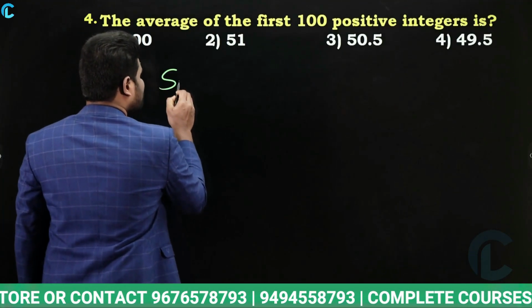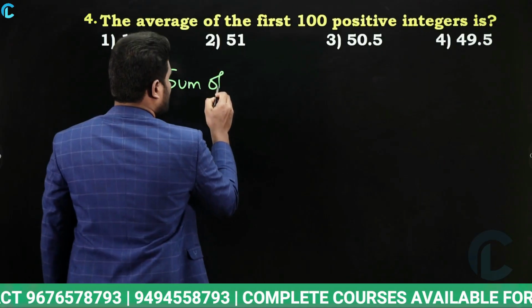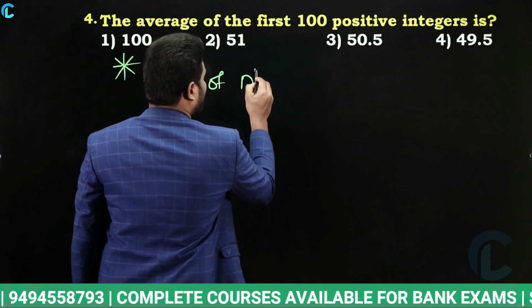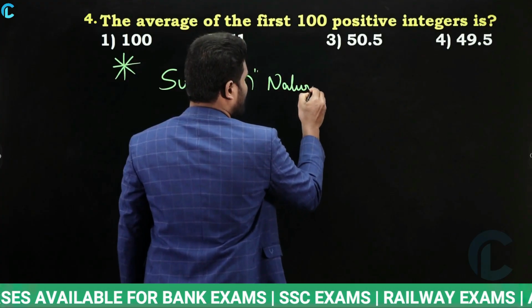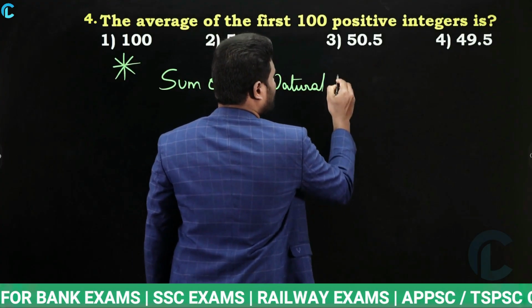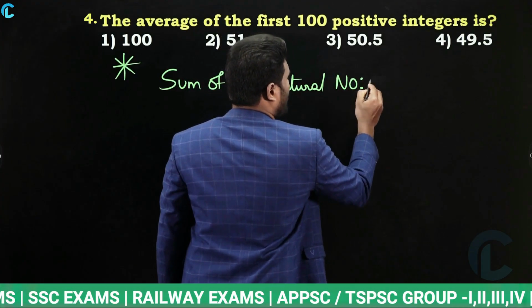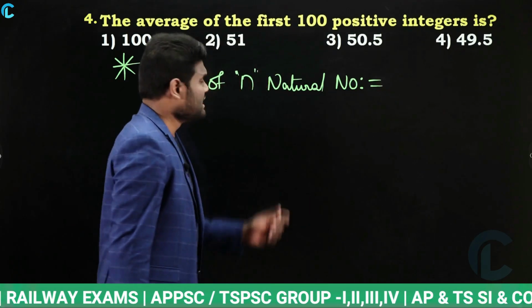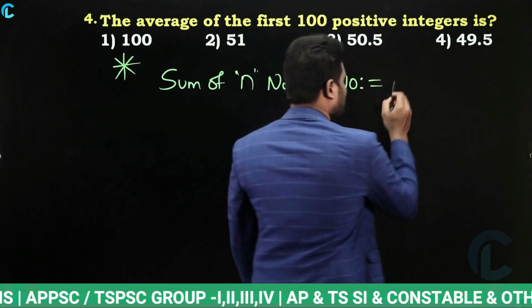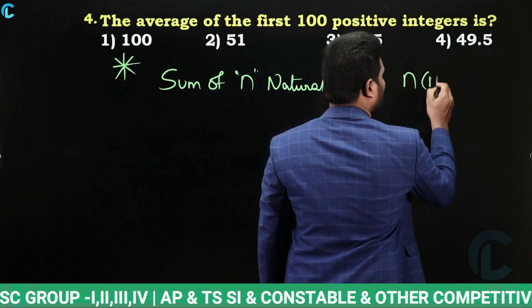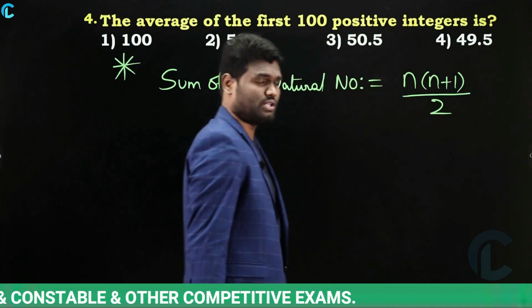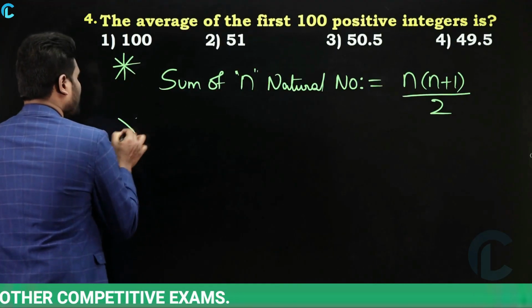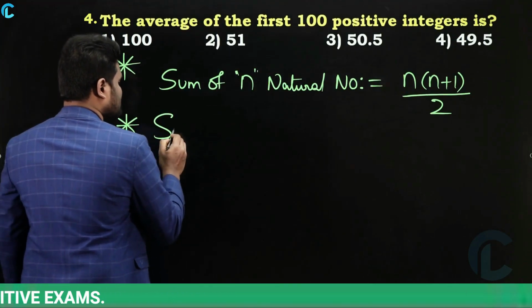Anyway, you know the sum of n natural numbers. What is the formula for the sum of n natural numbers? Already we have learned it in our childhood. The formula is nothing but n into n plus 1 by 2. Yes or no?